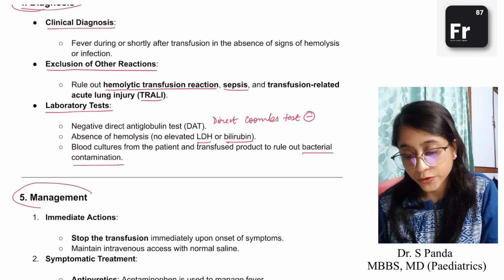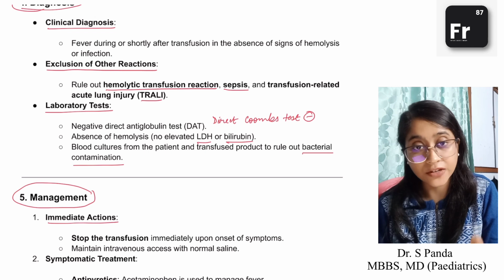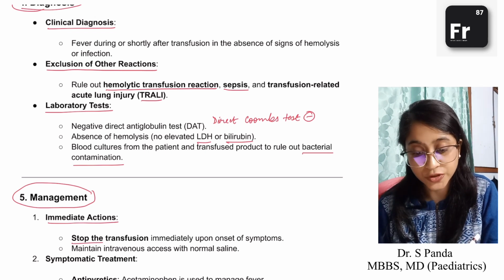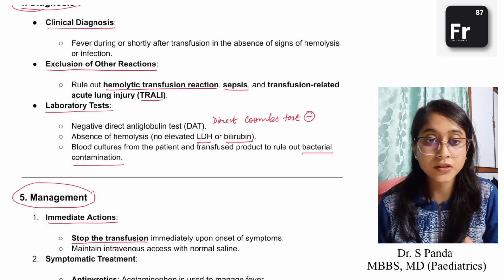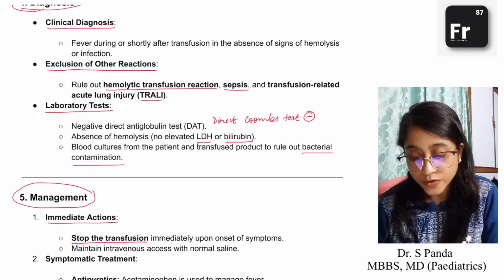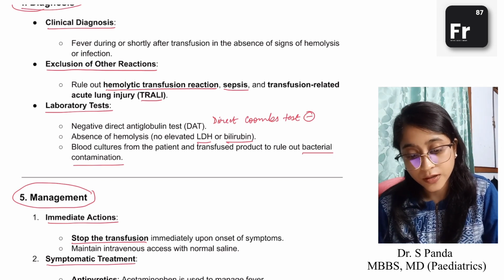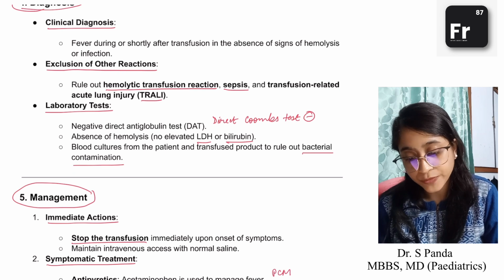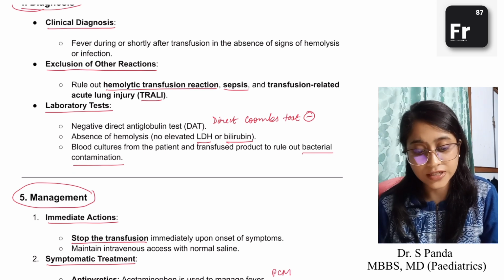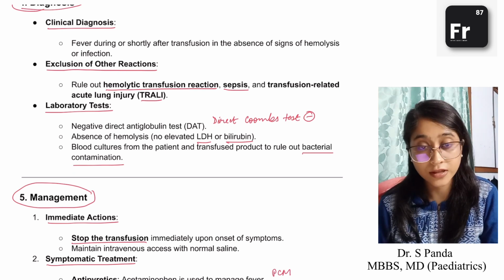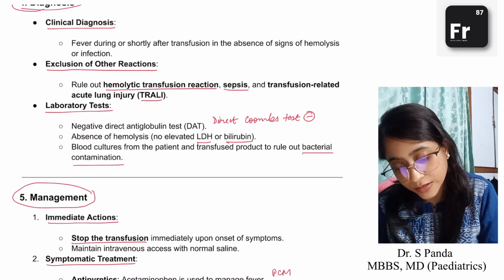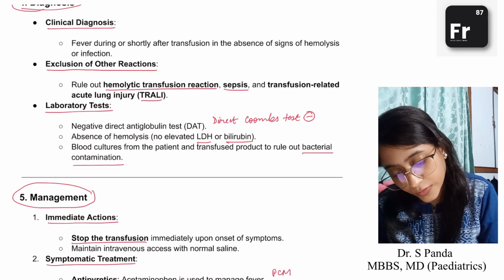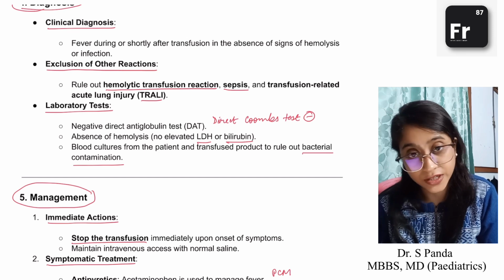What about the management? Immediately, we have to stop the transfusion upon onset of symptoms. Maintain IV access with normal saline. Symptomatic treatment: we have to give paracetamol to manage the fever. Antihistamines are rarely required unless allergic symptoms coexist. And if allergic symptoms occur, we should give promethazine, popularly known as Phenergan.